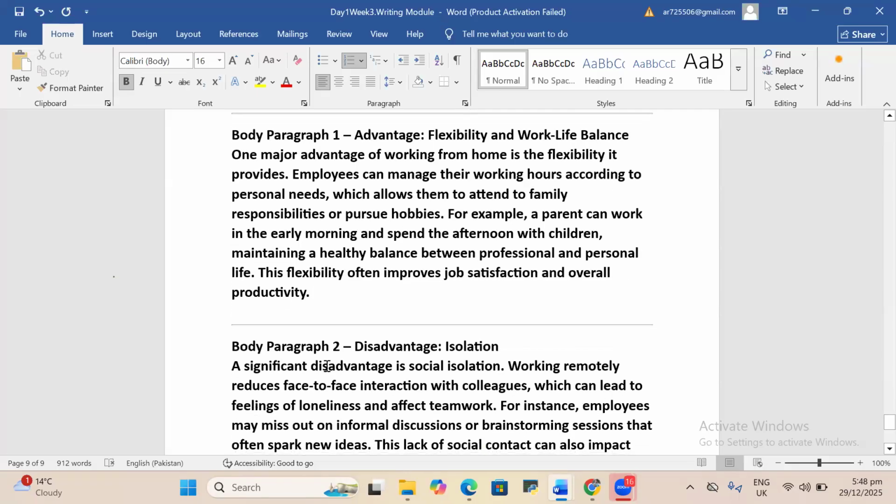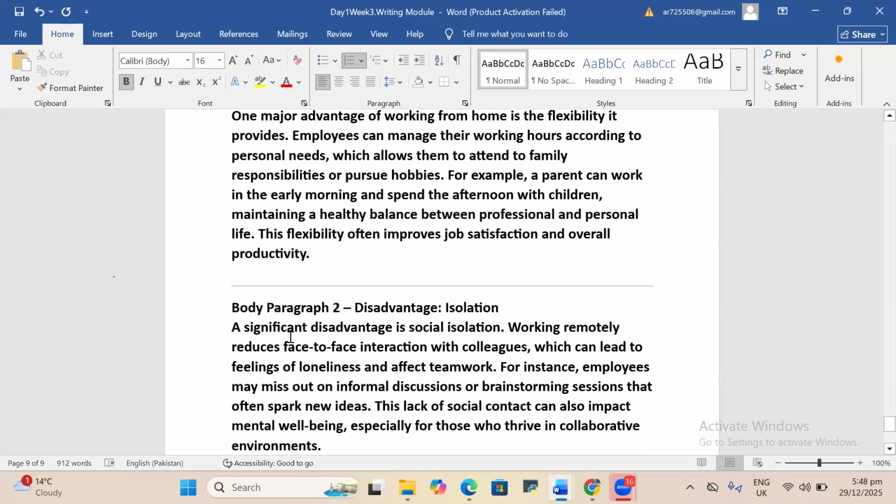And in the second paragraph, you describe the disadvantages. Isolation. A significant disadvantage is social isolation. So this is your topic sentence. And the second one is: working remotely reduces face-to-face interaction with colleagues, which can lead to feelings of loneliness and affect teamwork. Then the example. For instance, employees may miss out on informal discussions or brainstorming sessions that often spark new ideas.